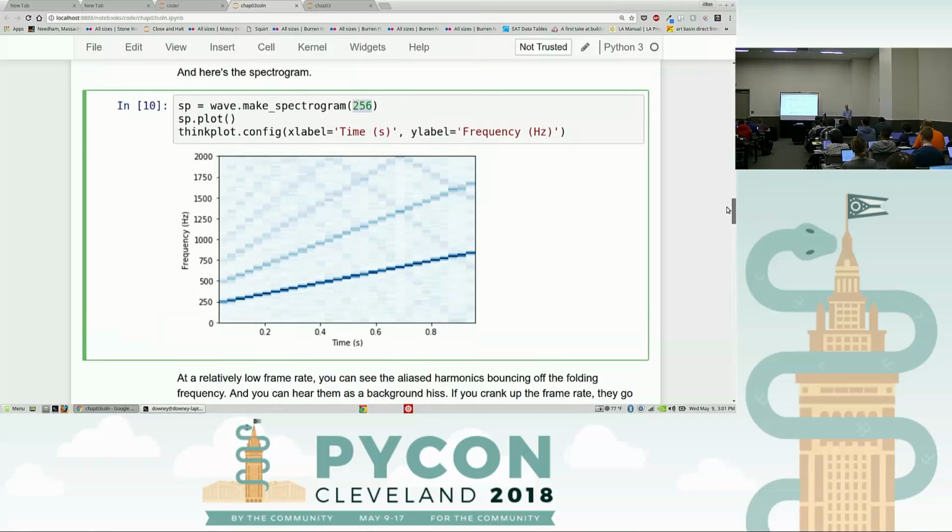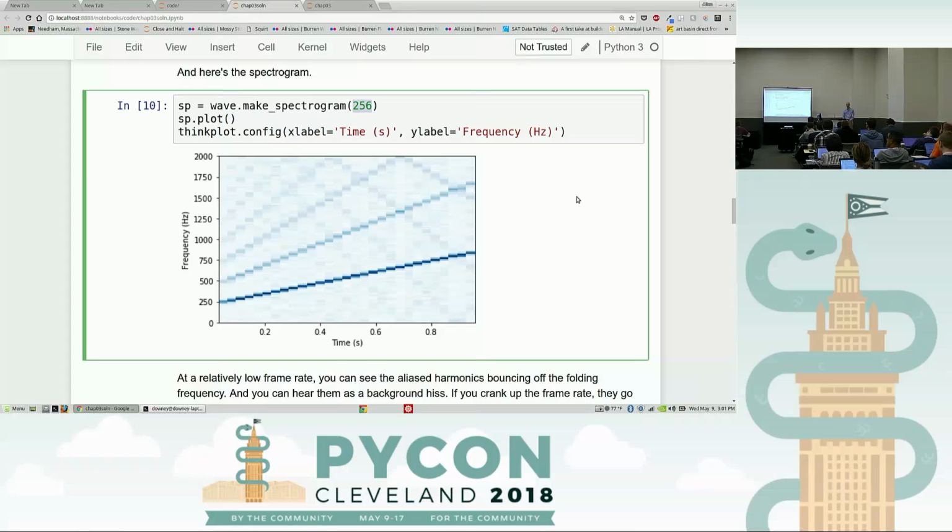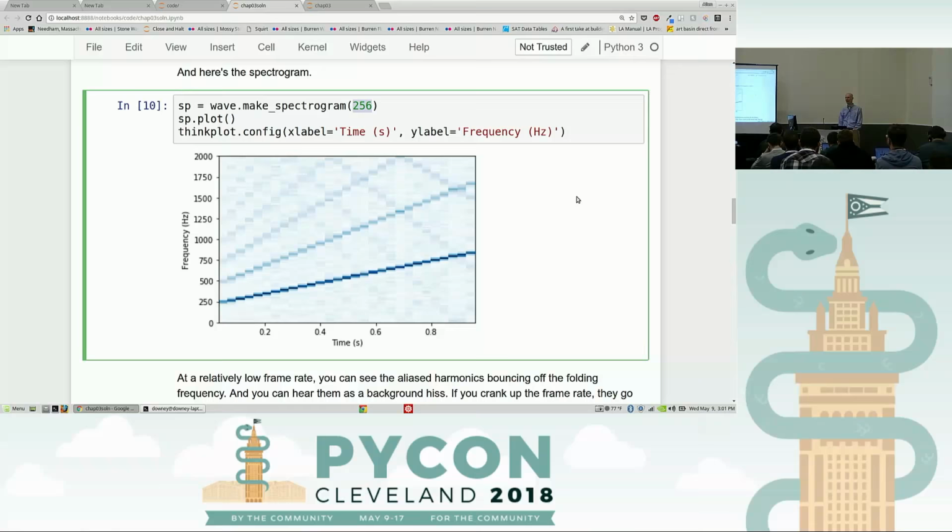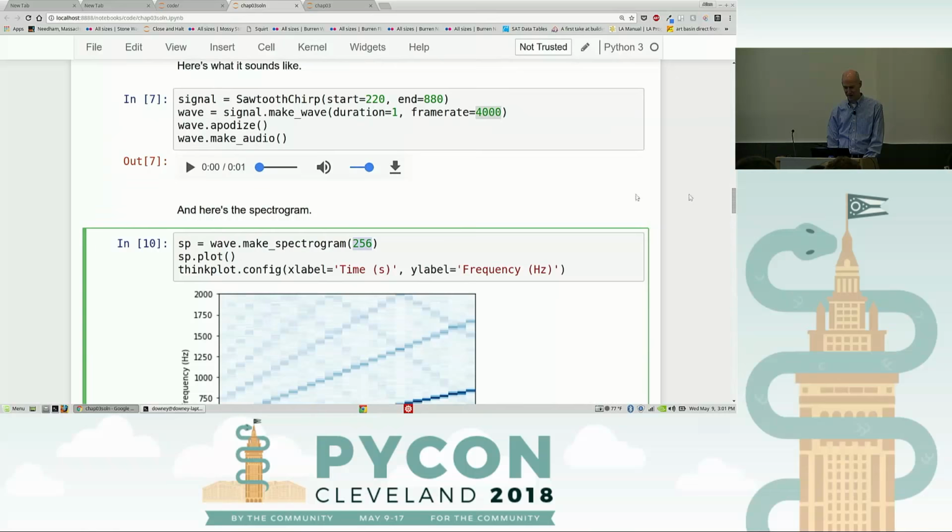And you can see that when the high frequency components run up against the top, which is the folding frequency, they bounce off. They reflect down into the part of the range that I can perceive. And that's what aliasing looks like in a spectrogram. Let's see what that sounds like.